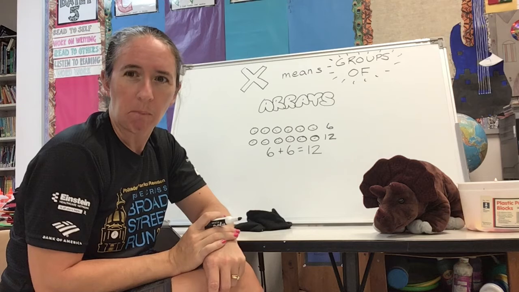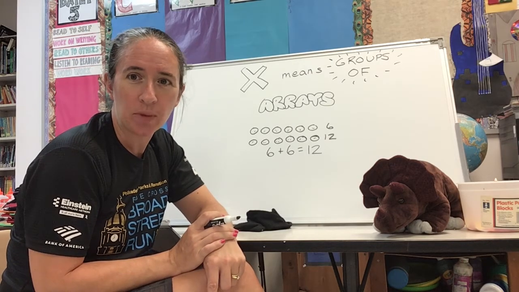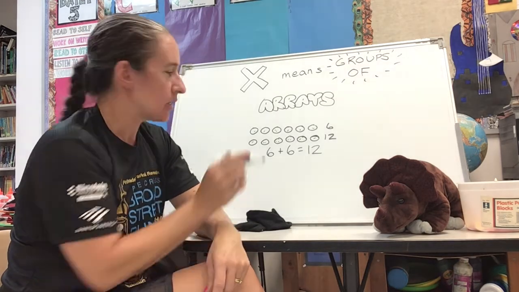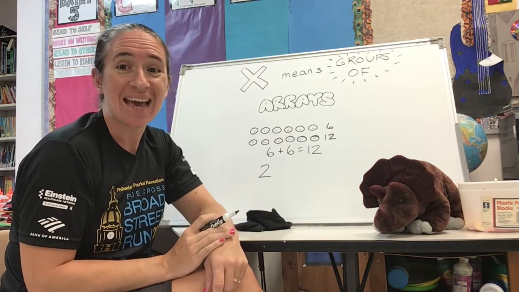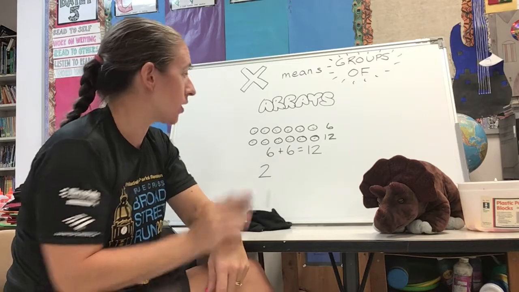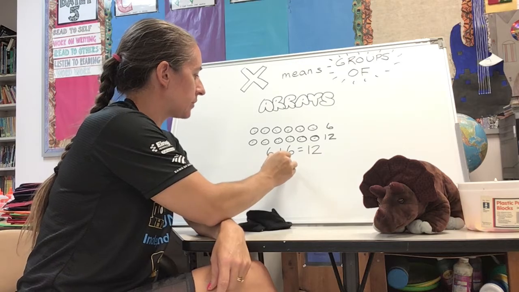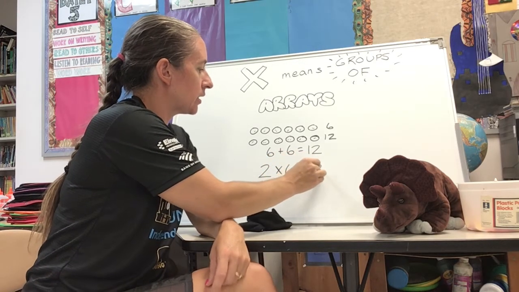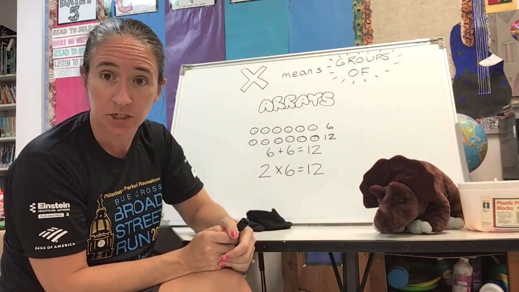Now, what multiplication sentence do you think this is? How many groups are there? Well, each row is like a group, so there are 2 groups, and how many are in each group? How many are in each row? Well, 1, 2, 3, 4, 5, 6. So 2 times 6 equals 12. So I can use arrays to show multiplication sentences.